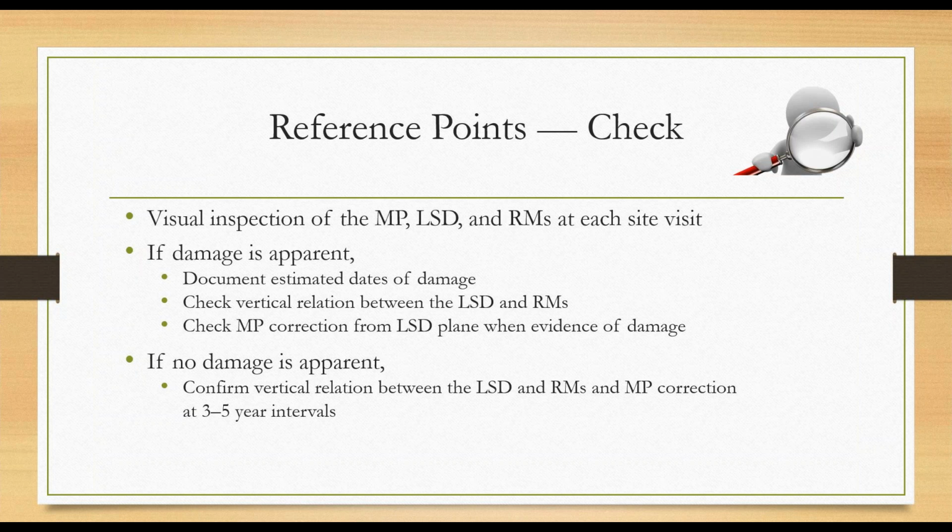the technician is required to document the estimated date of damage, check the vertical relationship between the land surface datum and the reference mark, and check the measuring point correction from the land surface datum plane when there's evident damage, to verify that the reference points have not changed. If no damage is apparent, then what we require is that they confirm the vertical relationship between the land surface datum, the reference mark, and the measuring point every 3 to 5 years.